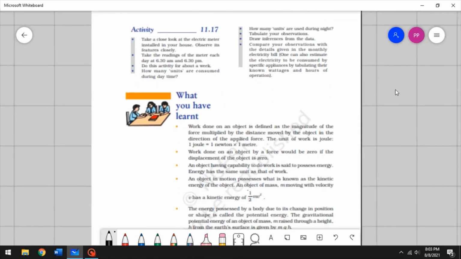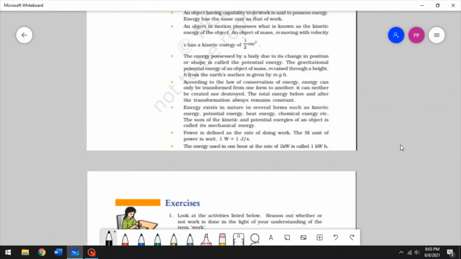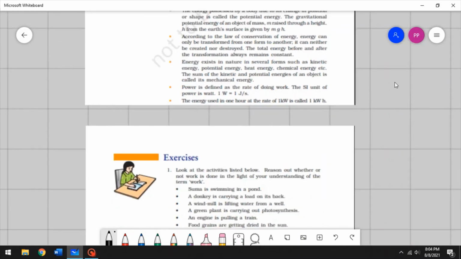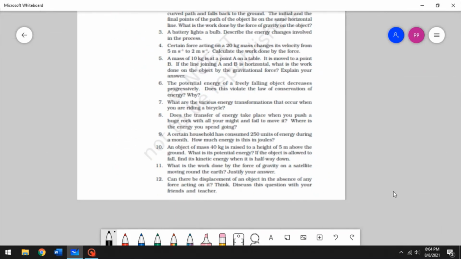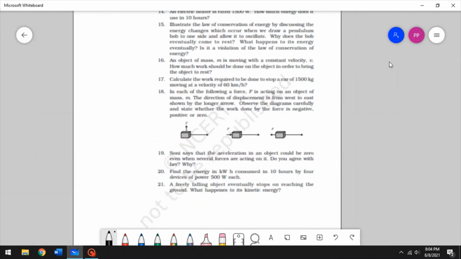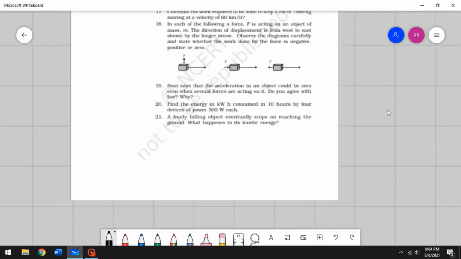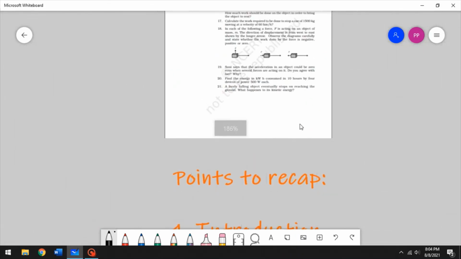So we have the what you have learned points here, that just sum up the lesson very quickly. You can read them the day before your exam or the day of your exam to get a basic recap of whatever was explained in the video. Then we have exercises that I recommend you try after you are confident that you know the entire chapter very well. And it's time for my points to recap.